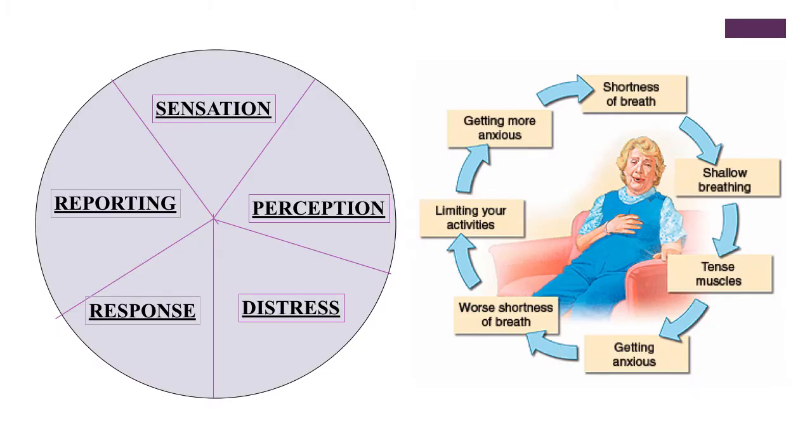So the sensation of dyspnea is partly sensation, partly perception, how you perceive that sensation. And then we start looking at things like how much distress does it give you, what is your response to that, and then how do you actually report that to your providers. So dyspnea is essentially a circular pattern in that you feel short of breath, you tend to breathe differently, you use your muscles differently, you tend to feel more anxious, and because of that, you tend to have a worsening perception of shortness of breath, and you limit your activities and become progressively more anxious. So it's a very cyclical type of reaction.